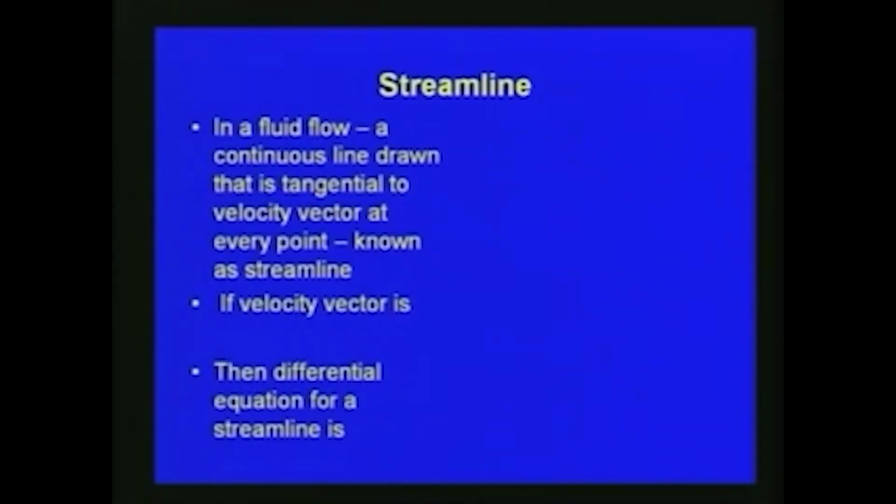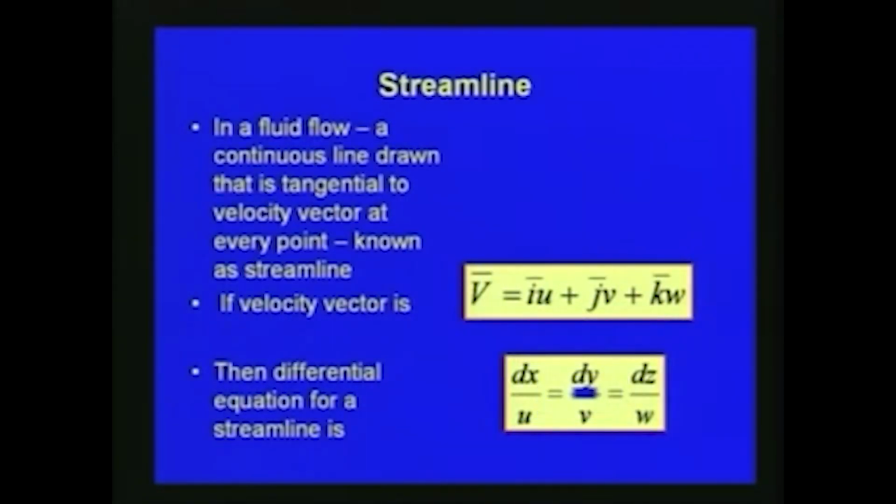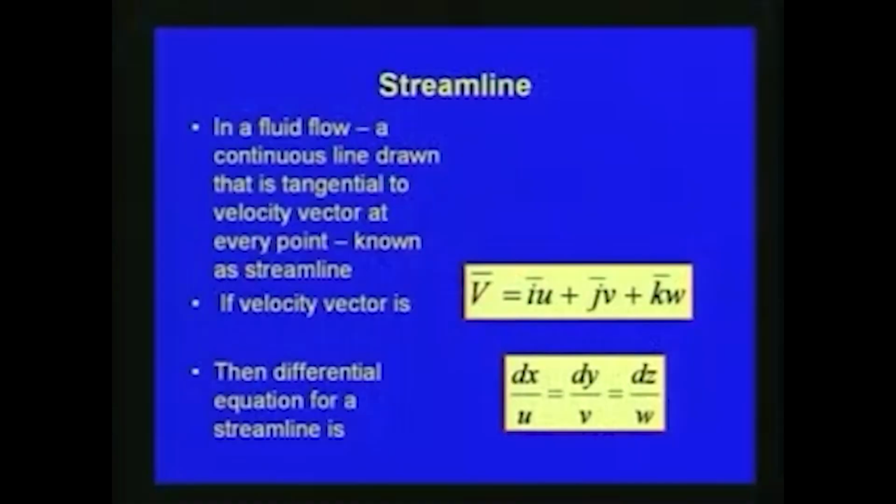Now we will see that the fluid flow can be described in 3 dimensions with respect to x, y and z coordinates and with respect to time. But many times it will be very convenient if we can describe fluid flow with respect to the streamline. A streamline, as we have seen earlier, is a continuous line drawn that is tangential to the velocity vector at every point. Since the flow is with respect to its direction only, we are describing the streamline.